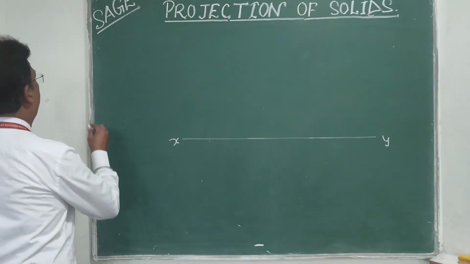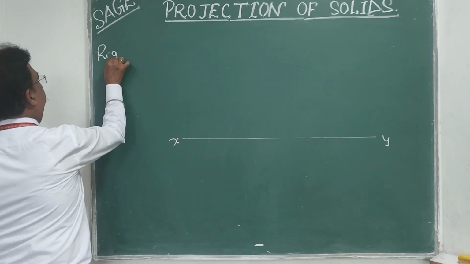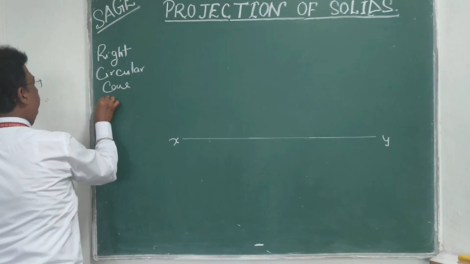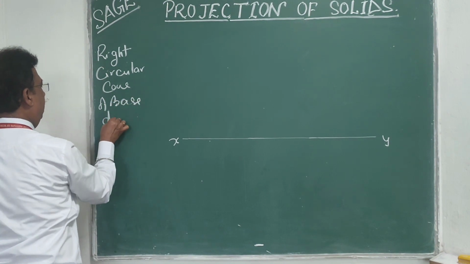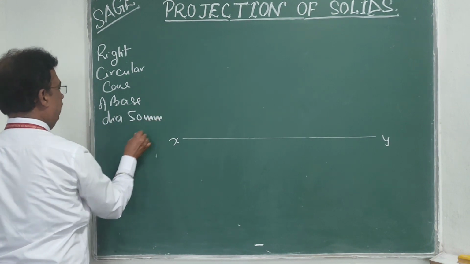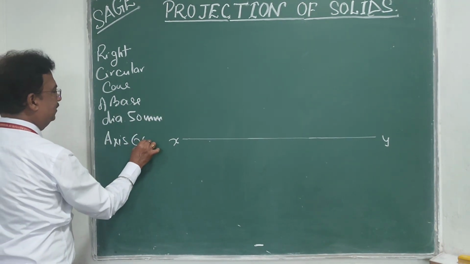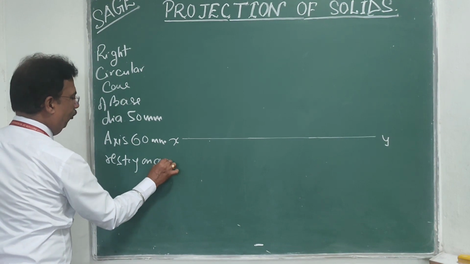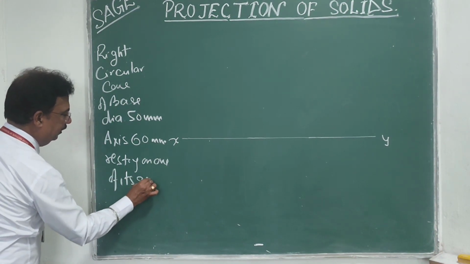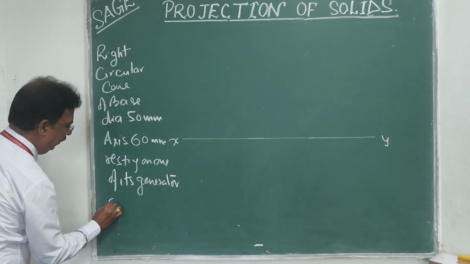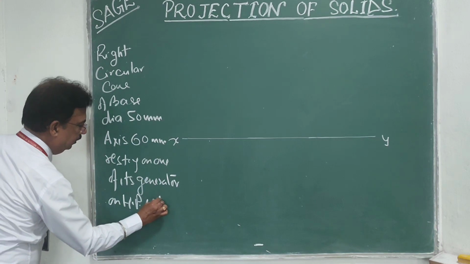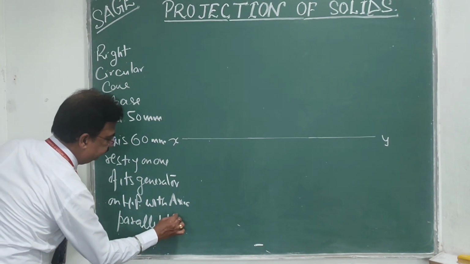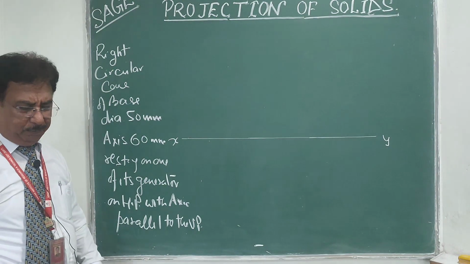There will be a right circular cone of base diameter 50 mm and axis 60 mm long, resting on one of its generators on HP with axis parallel to the VP. So this is also one of the simplest problems of a cone.